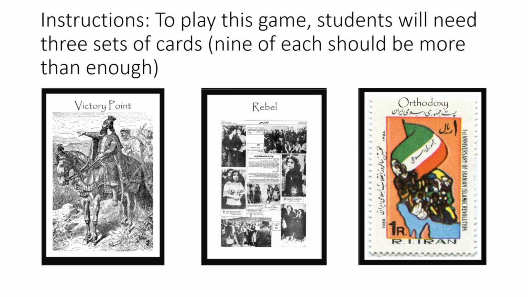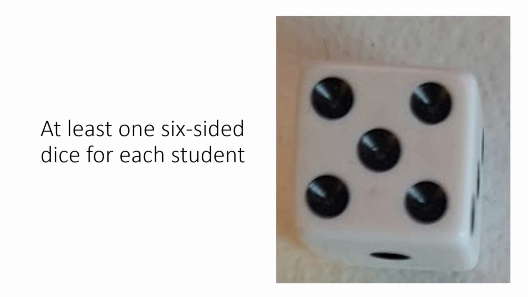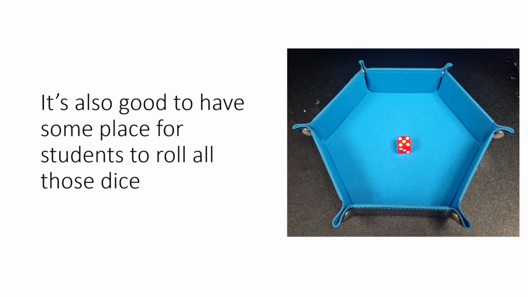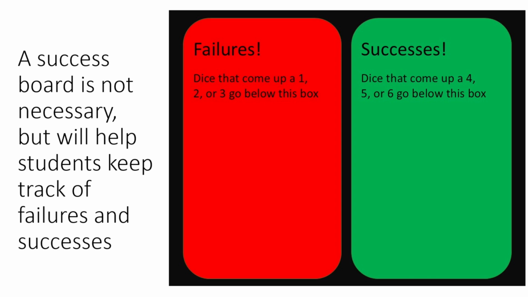Now, to set up this game, you'll want to arrange your students into groups, typically of 2 to 4. And each group will need 3 sets of cards, a set of victory point cards, a set of rebel cards, and a set of orthodoxy cards. And feel free to pause this video whenever you need to in order to hand out cards or to explain things. Each student needs at least 1 6-sided dice. And it's good to have something for students to roll those dice in. And a success board might be helpful if you have one.